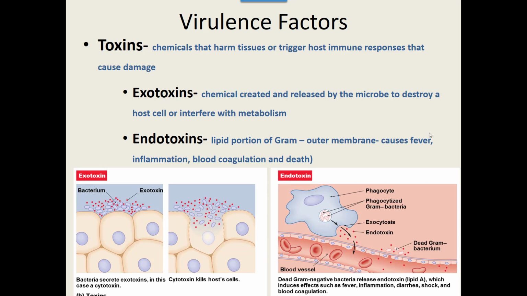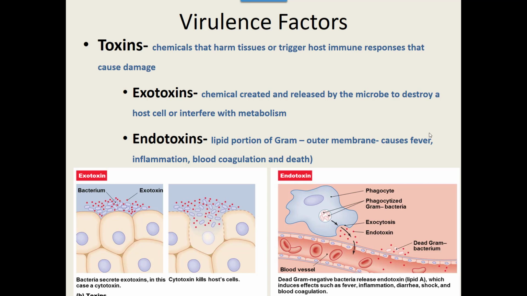But another virulence factor is, does a microbe have some type of toxin? Which a toxin is just a chemical that can harm the tissue or cause some other type of immune response that would still then cause tissue damage. Now, when we talk about toxins, there's kind of two groups of toxins, exotoxins and endotoxins.